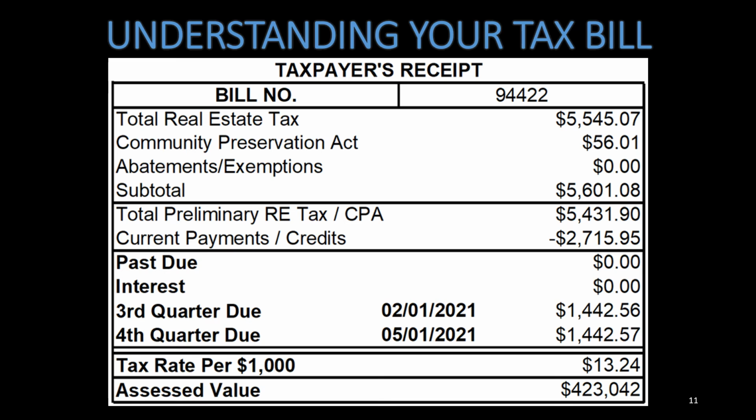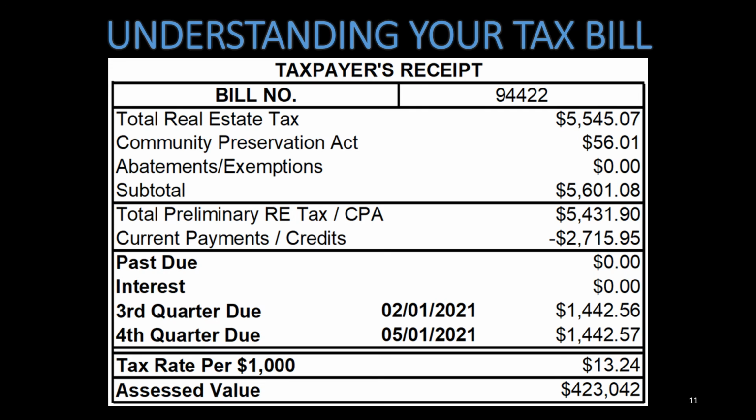The third section of this receipt will show you your third quarter payment due date, your fourth quarter payment due date, and any past due amount or any interest that has accrued because of a past due payment. If you had only paid, say, $2,600 as opposed to $2,700, you would see $100 past due on this portion of your tax bill. And you would also see some interest in there as well.